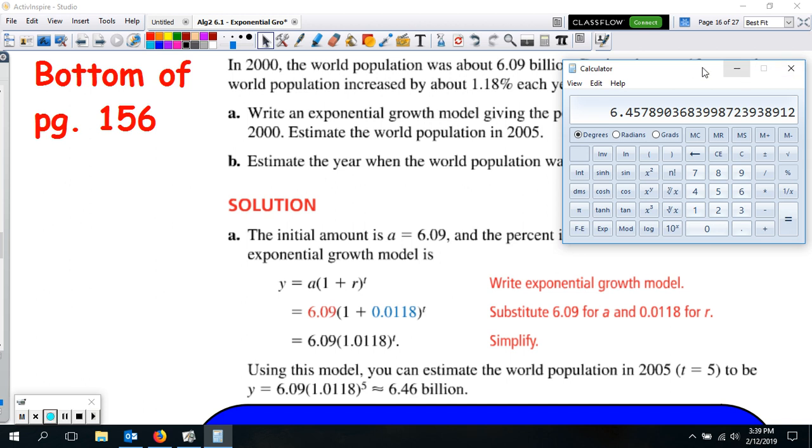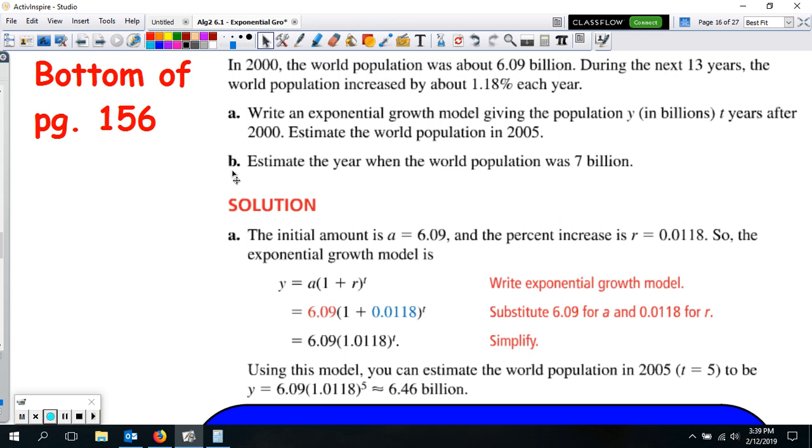So what you could do right now, and I'll just give you a minute for that, I'm not going to show this to you, but you can figure out, estimate the year when the world population was or will be 7 billion. When will that be? To figure that out, you would have to say that y is actually 7. And then you could figure that out by trying to solve for t, which is going to be more challenging to do. That's going to require more of a logarithm function to solve for t in this case. So that's why I'm not going to show you that one, but we will get to it when we get to logarithms.